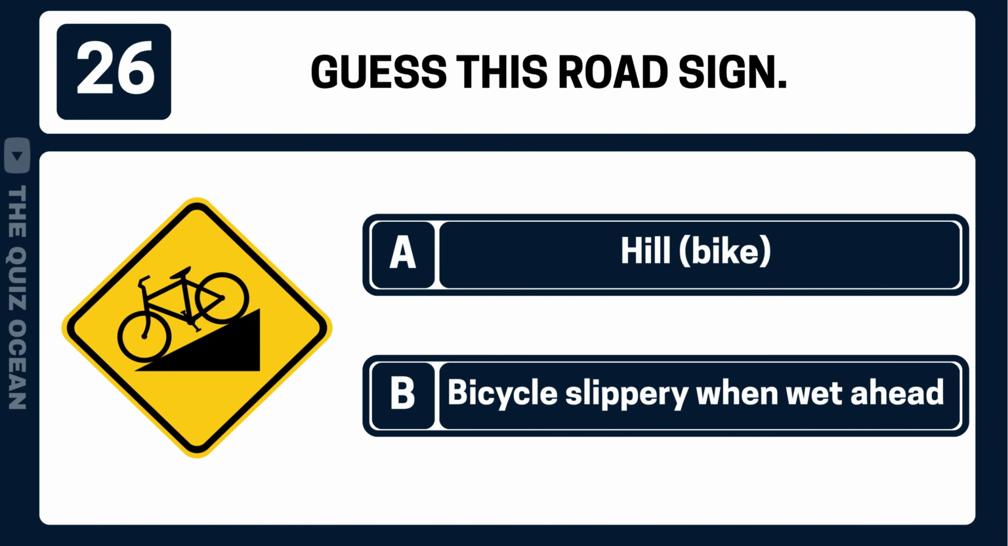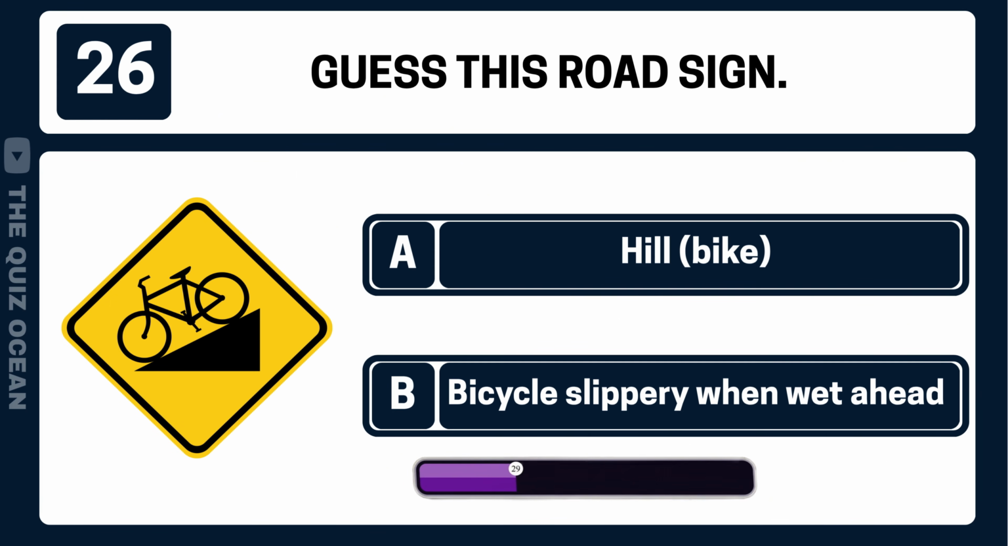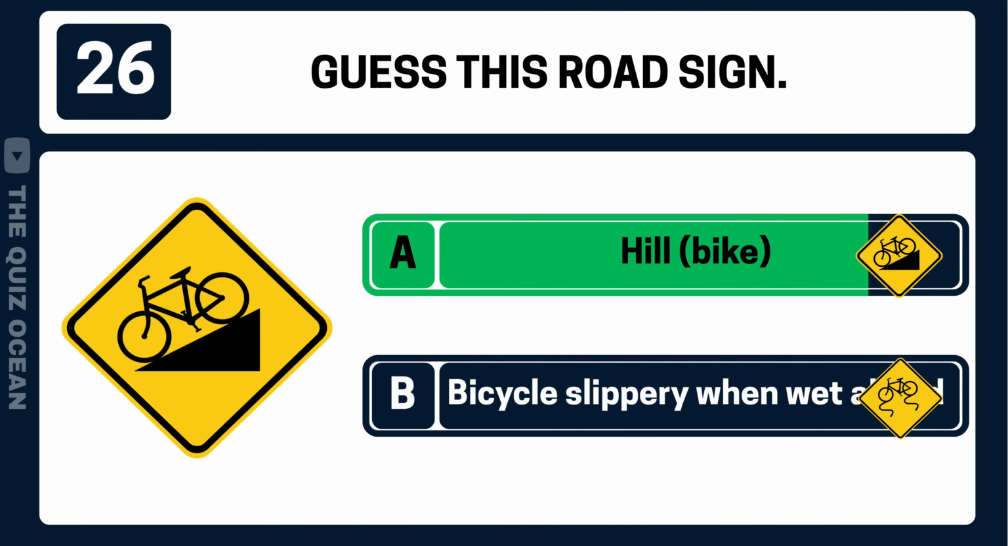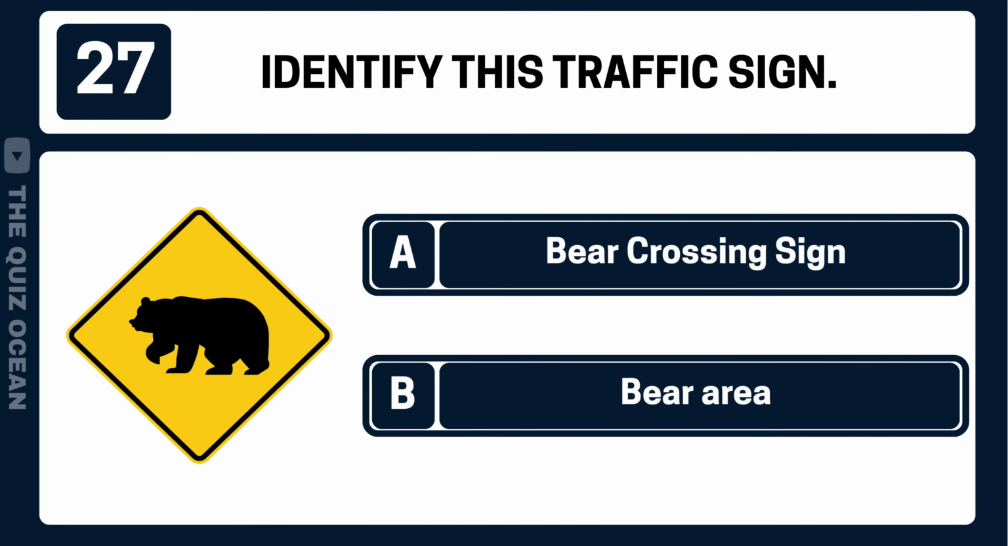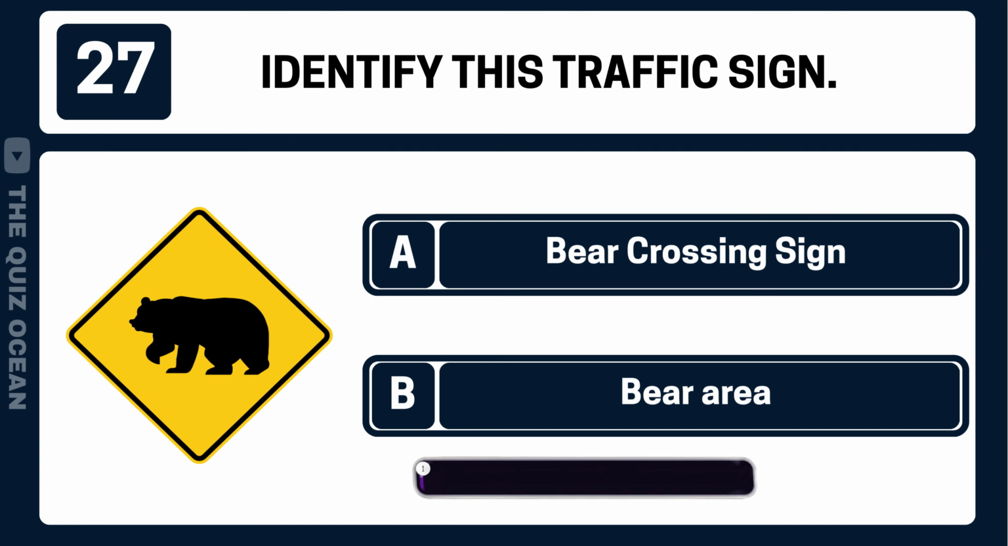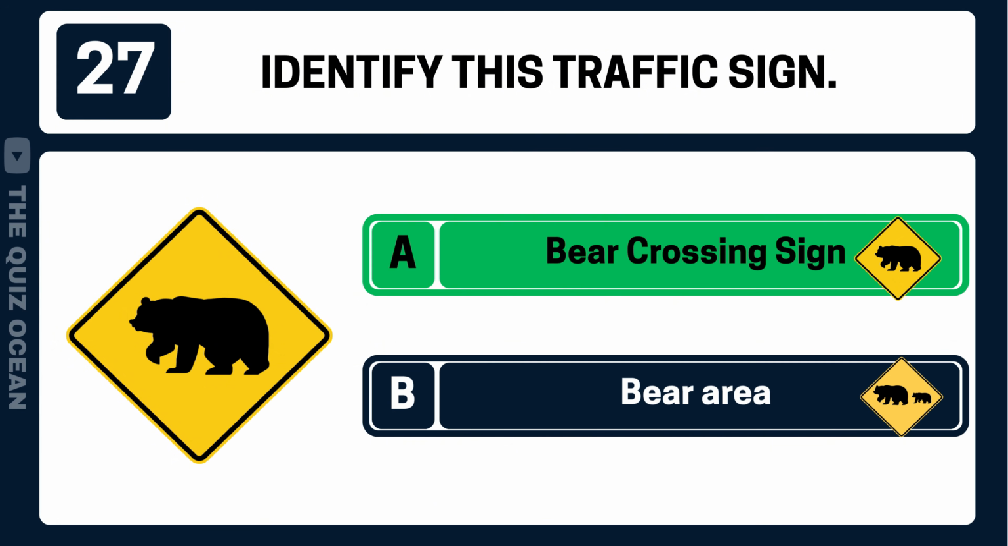Guess this road sign. A. Hill, bike. B. Bicycle slippery when wet ahead. Right. It is the hill, bike sign. Identify this traffic sign. A. Bear crossing sign. B. Bear area. Well spotted. It is the bear crossing sign.